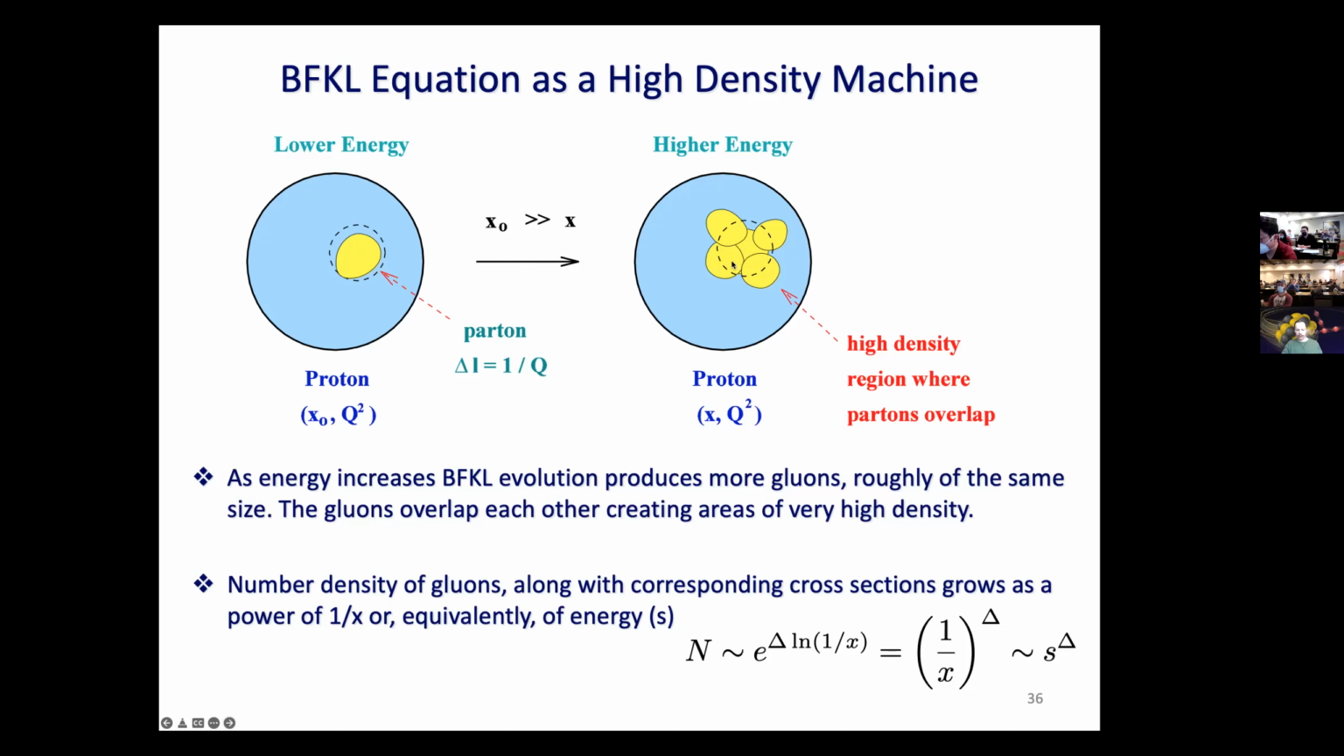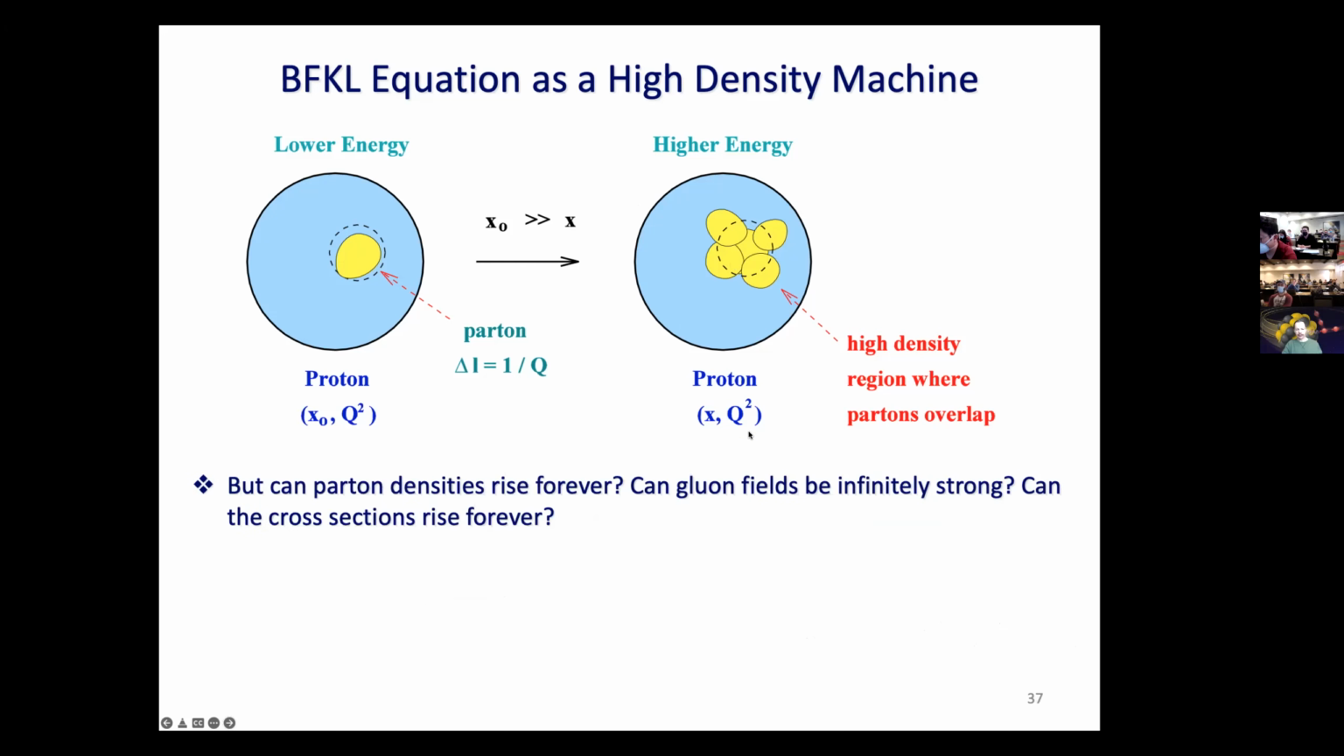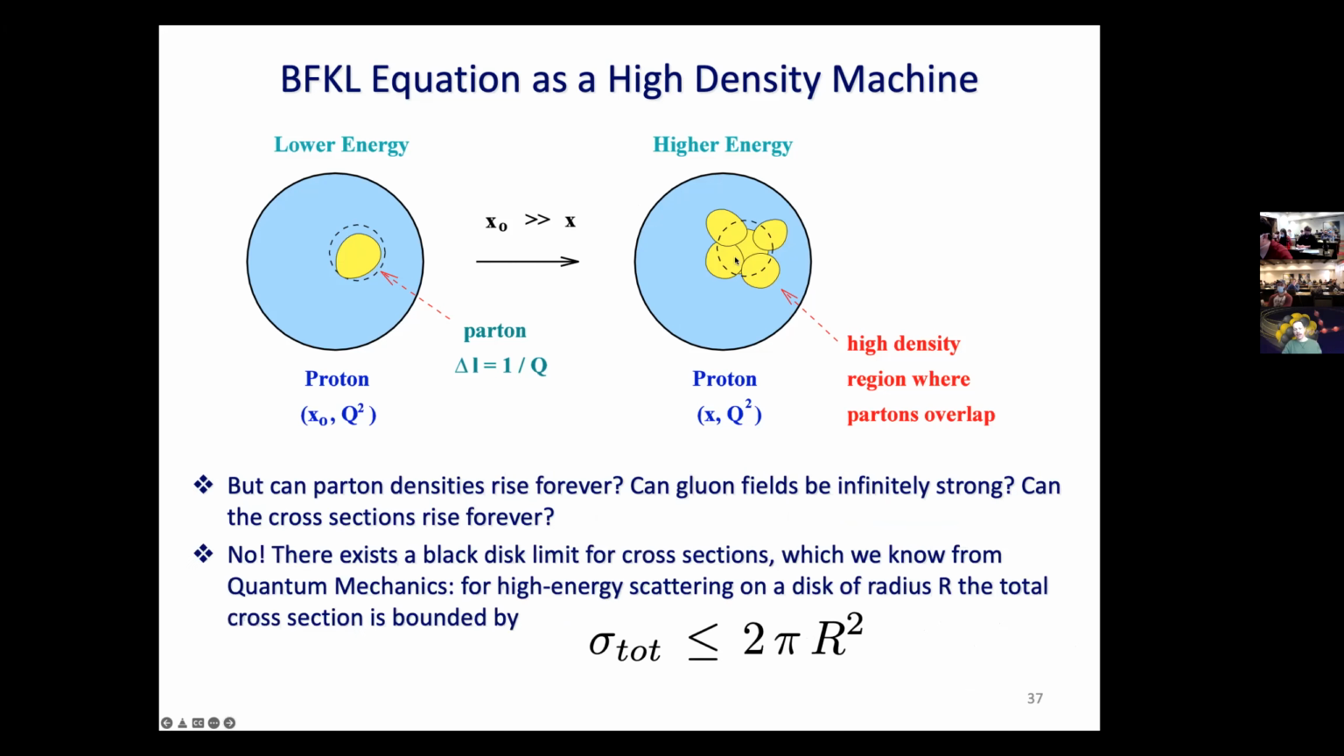The cross section will grow correspondingly. But the question is, okay, fine, so we're creating these dense regions, but can these dense regions get infinitely dense? Can the corresponding gluon fields be infinitely strong? Can the cross sections corresponding to the scattering rise forever?